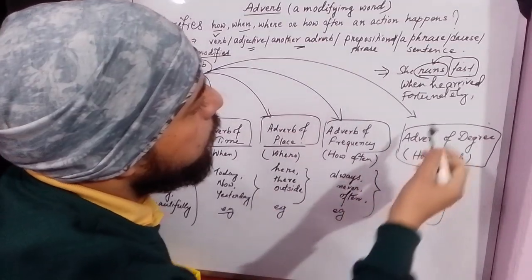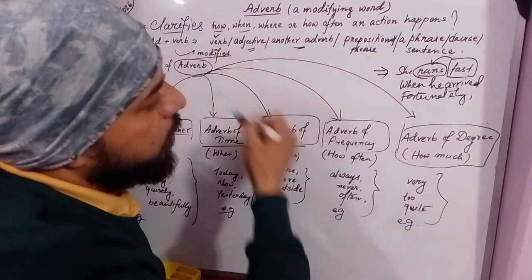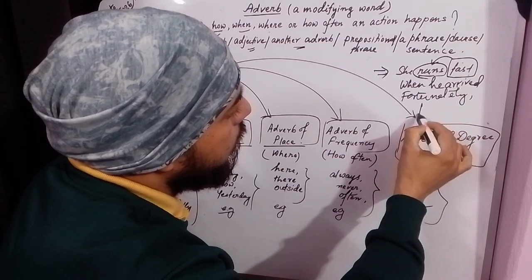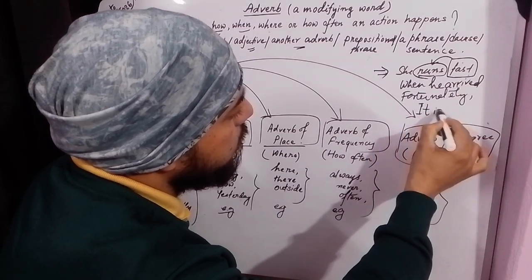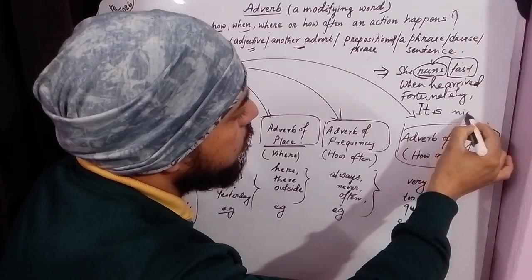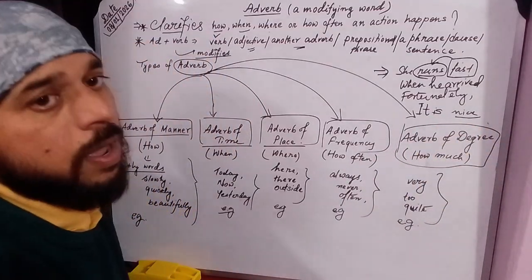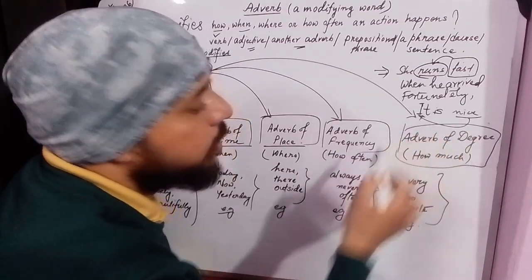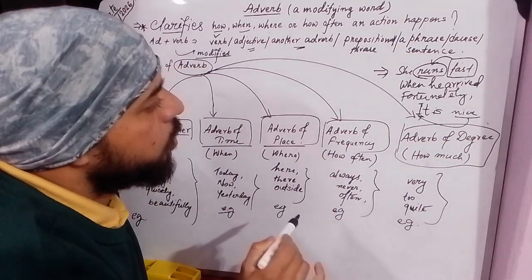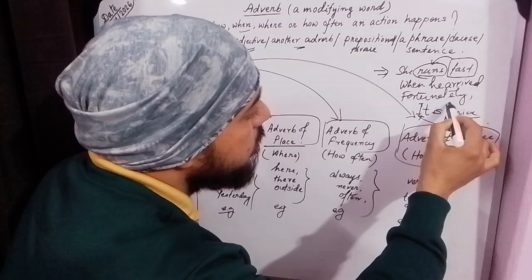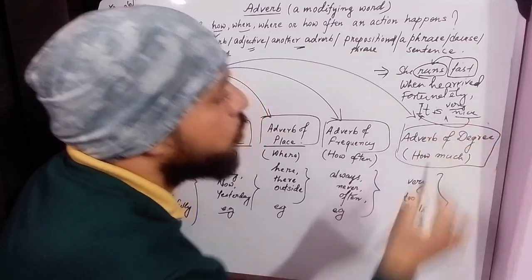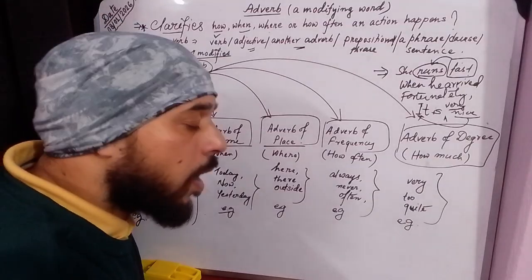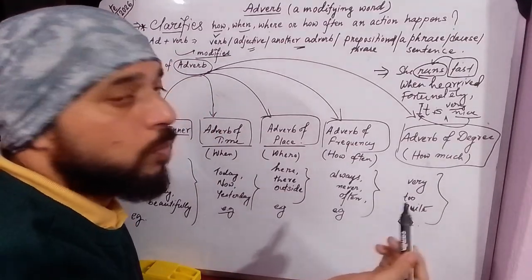Next, adjective. See, it is nice. For example, it is nice. So here nice is what? Adjective. It's speaking about the quality of something. Now it is very nice. If I say it is very nice, now the word very is adding something to the word nice, that is adjective. So modifying word.